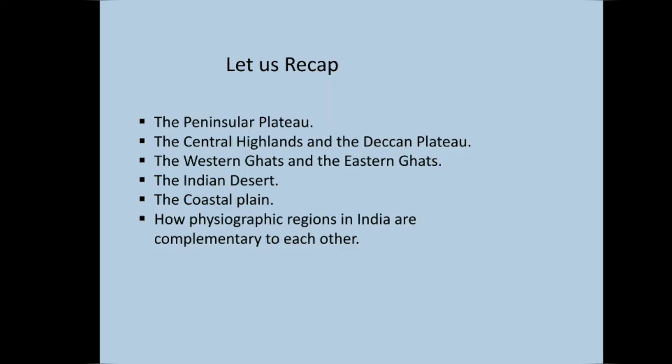Okay, now let us recap what we have learned in this session. We have learned about the Peninsula Plateau and its major divisions into Central Highlands and the Deccan Plateau. Then the Western Ghats and the Eastern Ghats, the Indian desert and the coastal plains, and how these physiographic regions in India are complementary to each other. So with the help of a map, please understand each and every physiographic feature of India and try to locate them on the map. Hope you have understood.